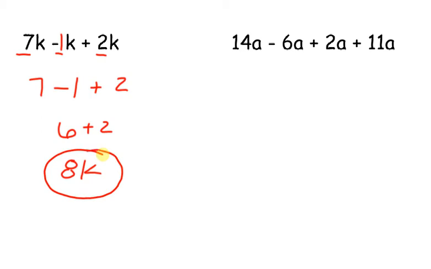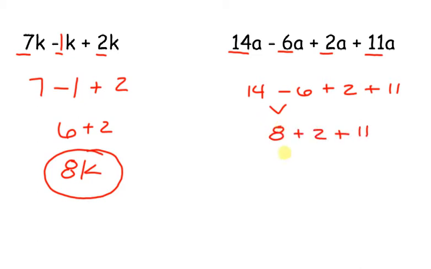All right, let's try this one here. Check to make sure they're like terms. A with no exponent, A with no exponent, A with no exponent, A with no exponent. So, what do I have? I have 14 minus 6 plus 2 plus 11. Well, 14 minus 6 is 8. 8 plus 2 is 10. 10 plus 11 is 21. And my variable was A.